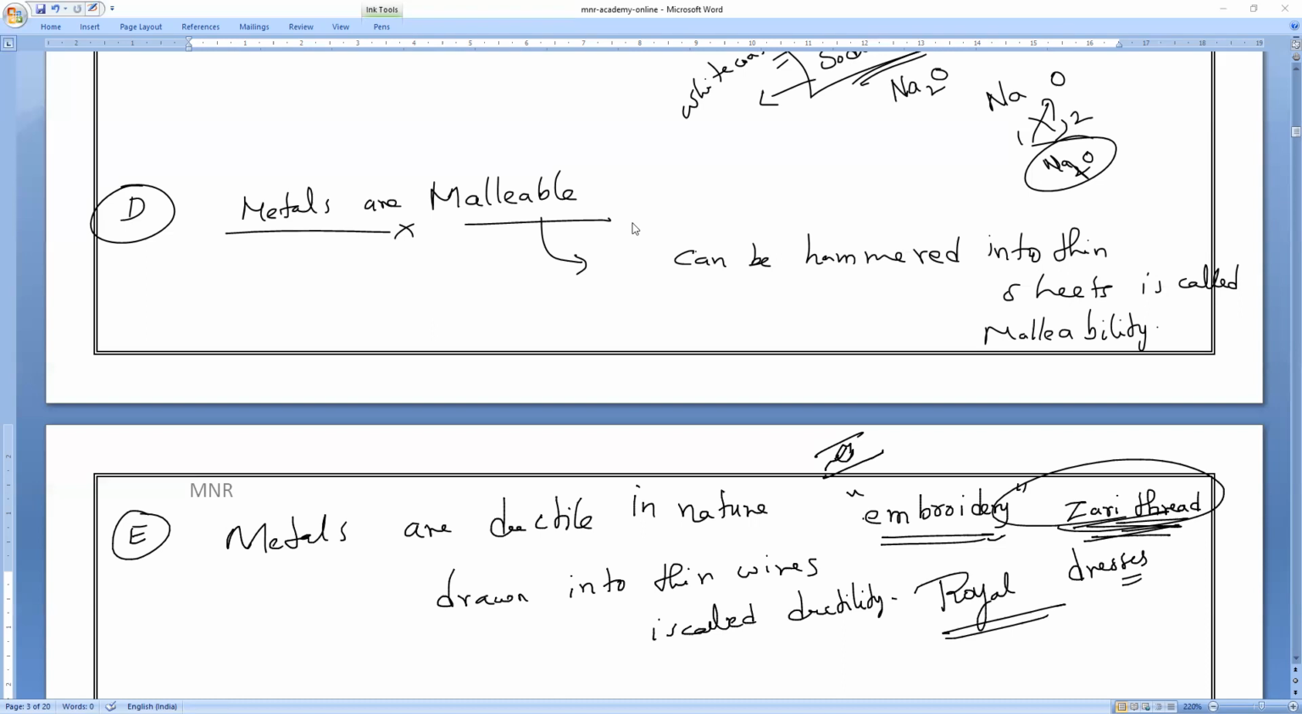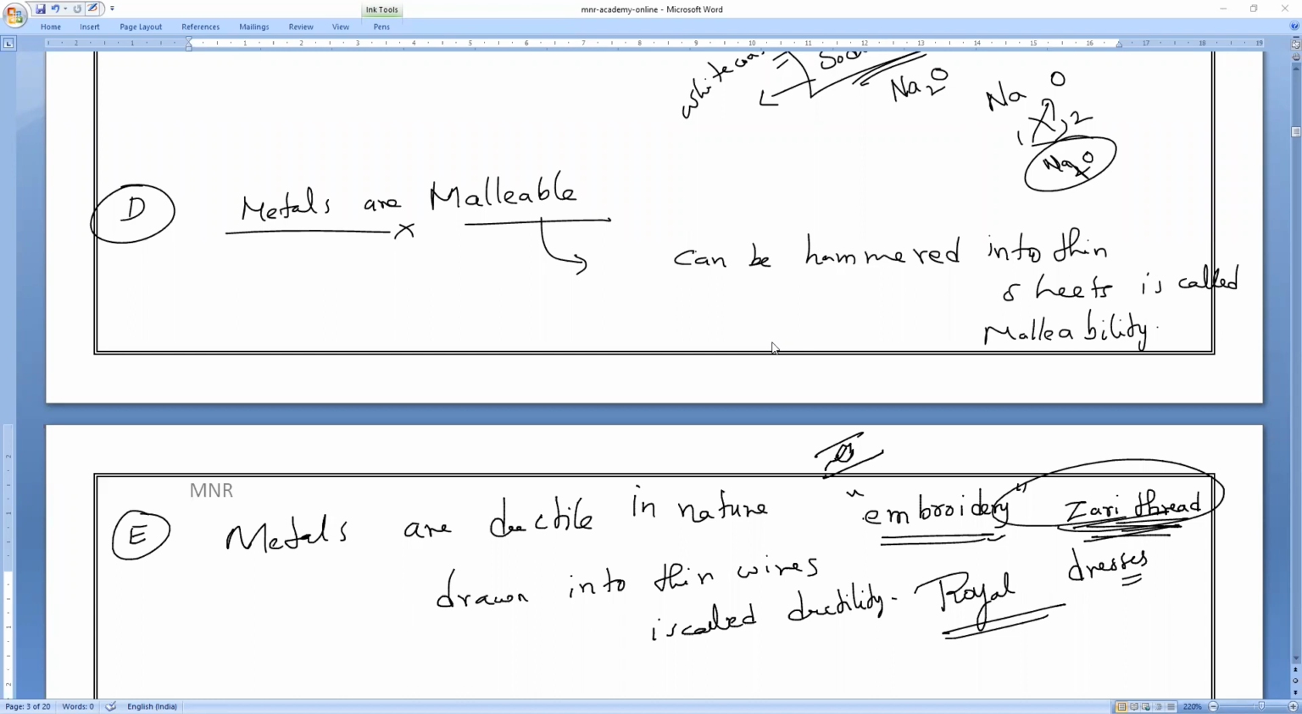Do you understand, guys? Everybody? Yes, sir. Now, for example, if you take gold and silver, they are actually the most ductile metals. Again, the same with malleability. Who is most malleable? Silver and gold. And ductility also, gold and silver are the most ductile metals.